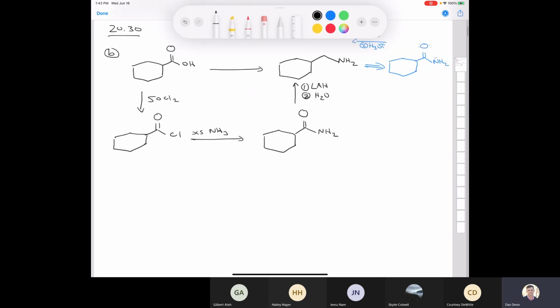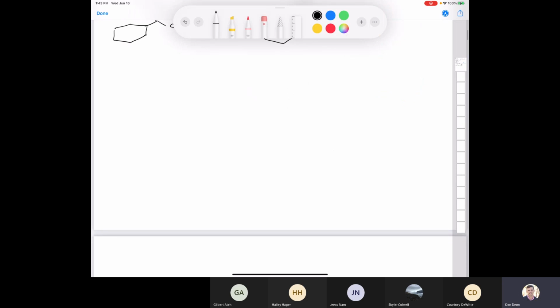Let's take a look at C. The reason why I want to take a look at C, so this is 20.30C, is that acetic anhydride is just such a common compound in organic chemistry. Organic chemists are always finding sneaky new ways to use acetic anhydride. So this is acetic anhydride.